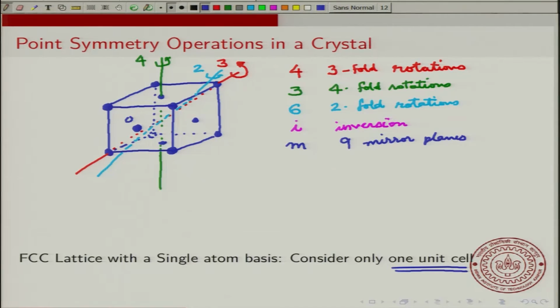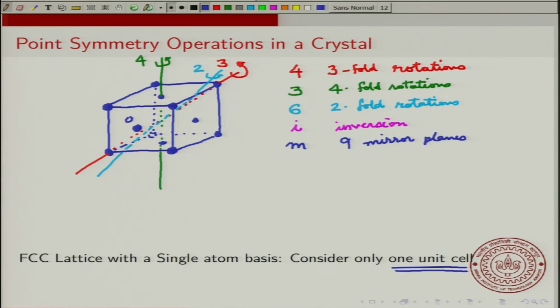Okay, and you can easily see these 9. You can see these quite easily. So you'll have diagonal mirror planes, and you'll have them along the midpoint. Okay, so they will all be mirror planes. There will be a total of 9 of them.